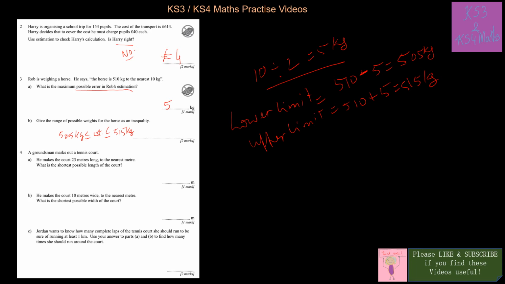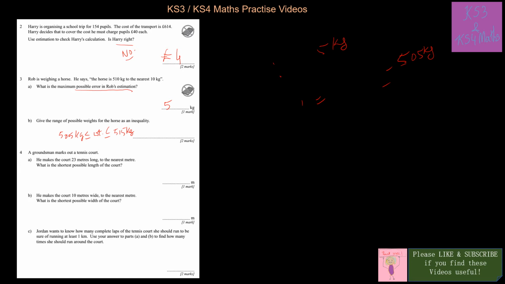The next one says a groundsman marks out a tennis court. He makes the court 23 meters long to the nearest meter. So again, this nearest meter is the thing that we need to be very clear about. It means we are dividing 1 by 2 to get 0.5.